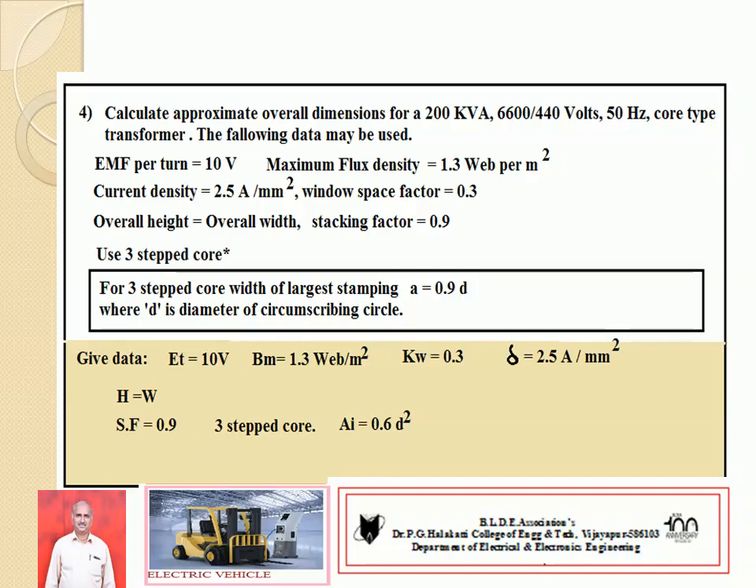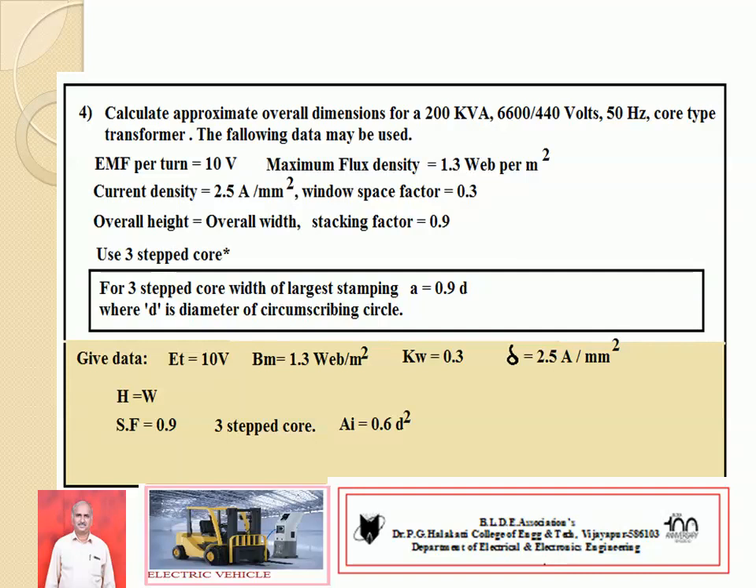So net iron area AI equal to 0.6 times D square, and width of largest stamping A equal to 0.9 times D. Remember these, whether they mention them or not. Sometimes only two-stepped core was used, as in the previous problem. Now use three-stepped core. We practiced in the last class.